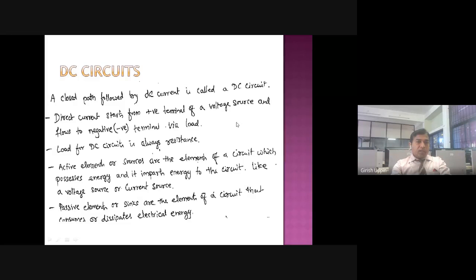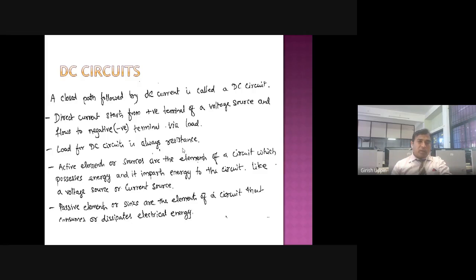Okay, as we discussed, a closed path followed by a DC current is called a DC circuit. Direct current starts from the positive terminal of a voltage source and flows to the negative terminal via the load. Load is nothing but the resistor. And load for DC circuits is always resistance. One thing you have to remember, when we are dealing with a DC circuit, the only kind of load is a resistor. So there are no other kinds of loads in case of DC circuits.